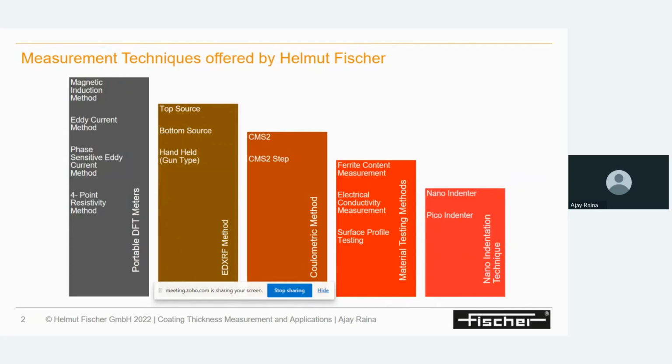Then coming to the other portfolio, we have nanoindentation systems where we can check the thickness and hardness of the coating. If your coating is approximately greater than 1 micron, we recommend you go for the nanoindentation instrument. If it is less than 1 micron, then we recommend going with a picoindentation instrument.